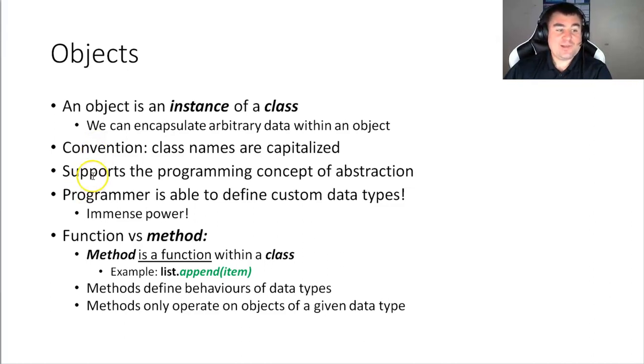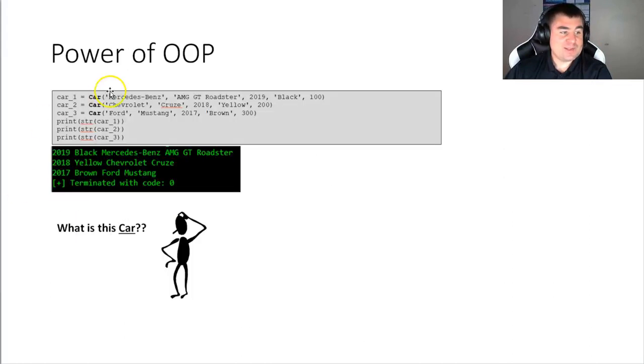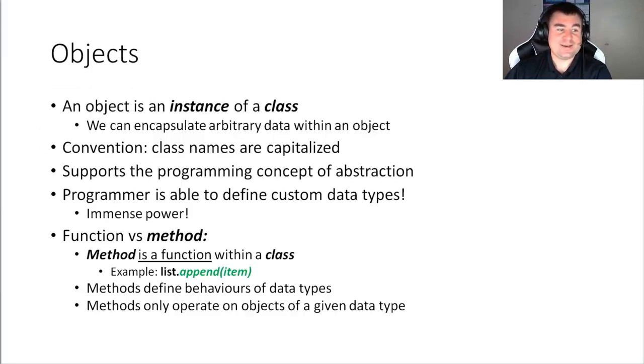Object-oriented programming does support our concept of abstraction, and we want to abstract as much as possible. Right? You can define your own custom types. Think about this. This car is a custom type that we will define very shortly. Python doesn't have a data type of car, yet we created it. You create it, you define it, and then you can use it. The power of this cannot ever be overstated. It is incredible what object-oriented programming can do for us.